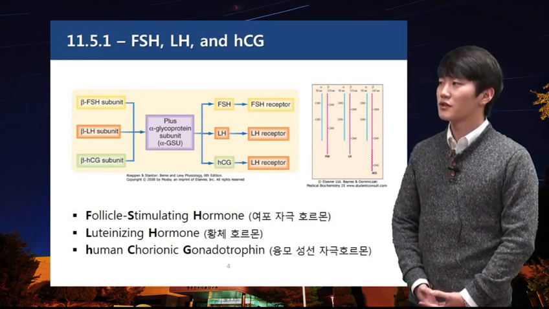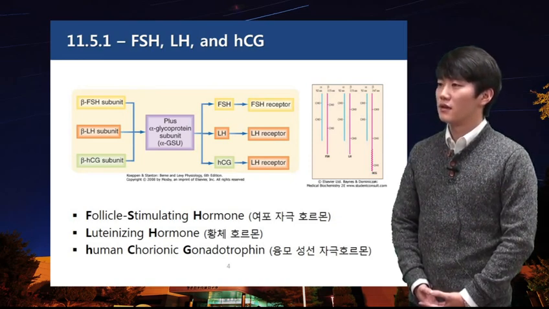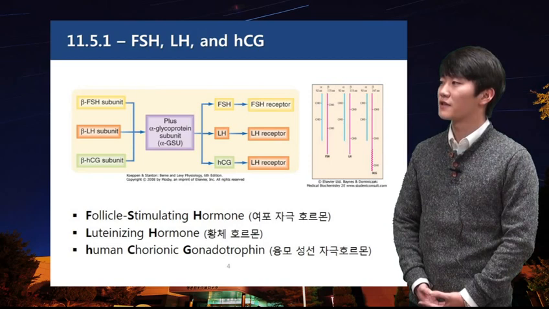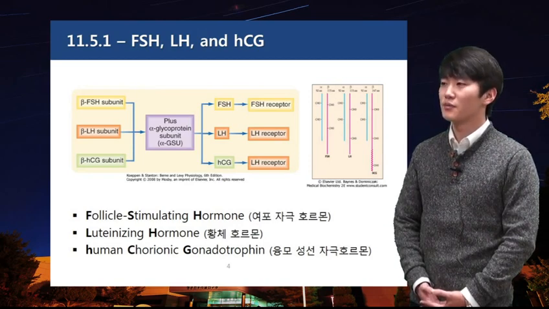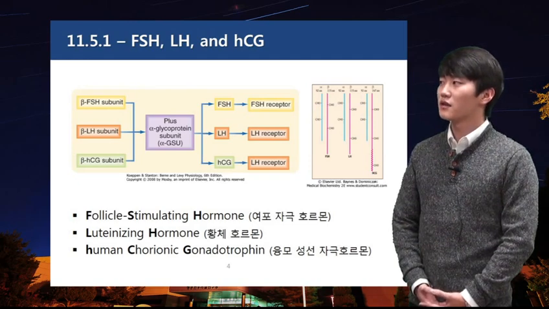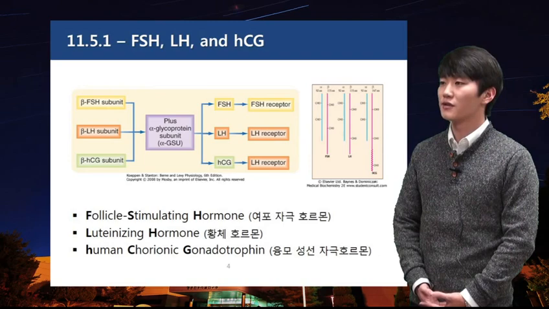First, for the molecular structure of these hormones, as you can see in the figure, all these hormones are heterodimers containing an identical alpha subunit and a unique beta subunit for each of them. So the beta subunit confers the biological specificity to each of the gonadotrophins.